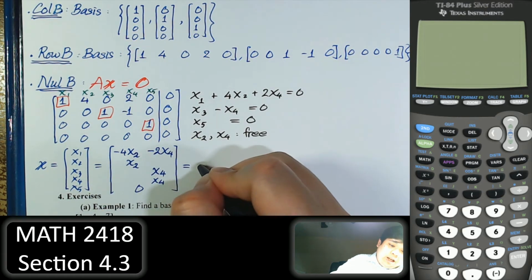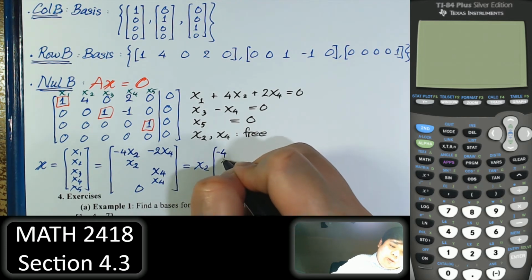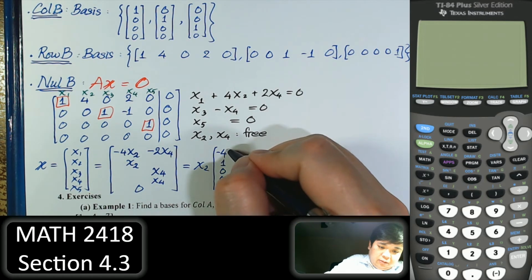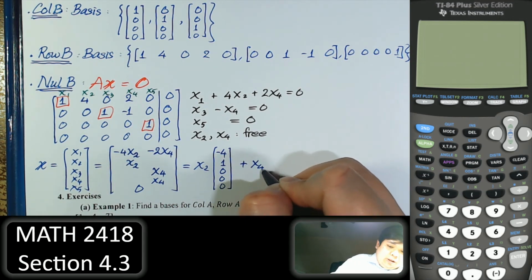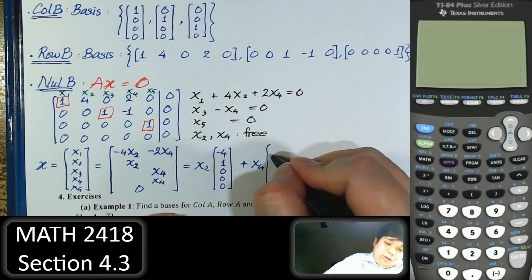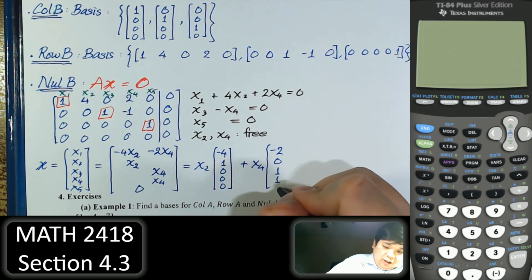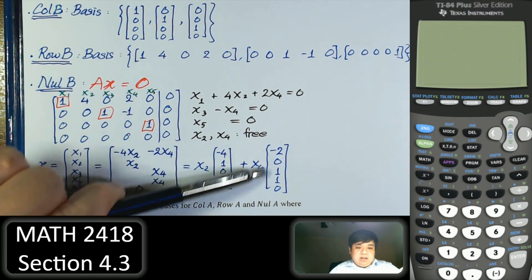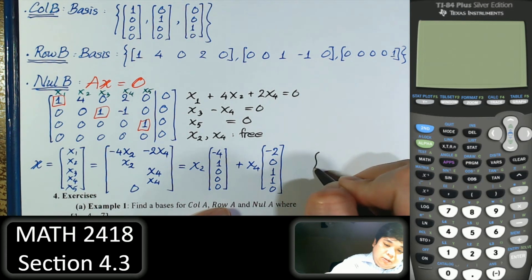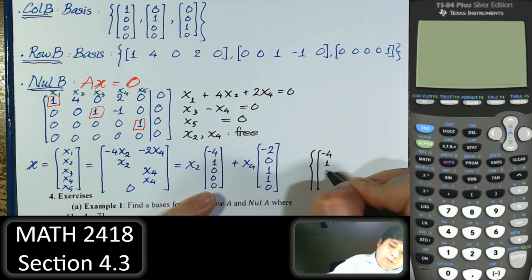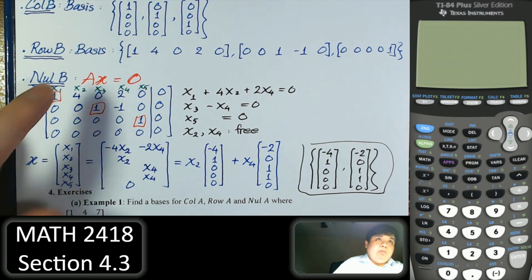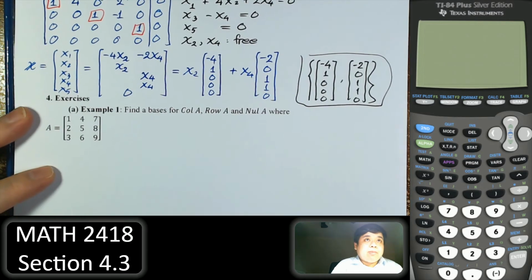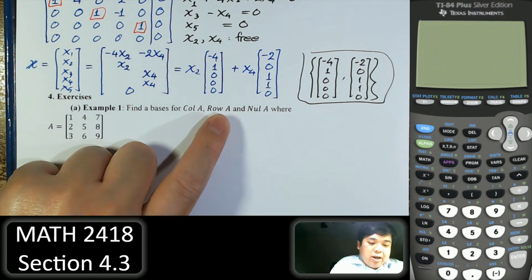And then after we split, we should have x2 only have negative 4 and 1, 0 everywhere else. And then x4, we have negative 2, 0, 1, and 1. So we found the basis, this vector and this vector. So that is the basis for the null space of B. Right, more examples. For the basis for the column space, row space, and null space of A.